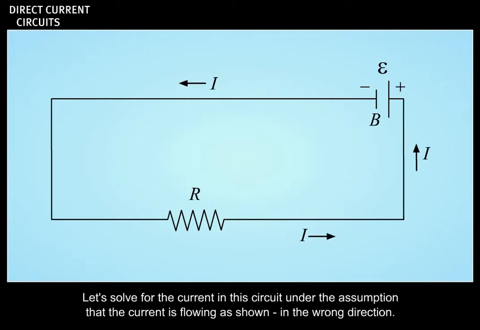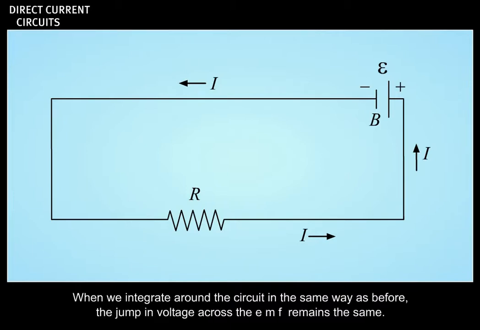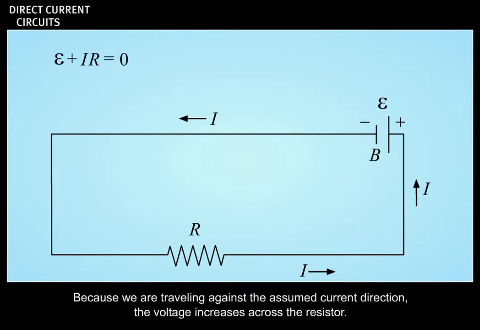Sometimes in more complex circuits, it is not so obvious. Let's solve for the current in this circuit under the assumption that the current is flowing as shown, in the wrong direction. When we integrate around the circuit in the same way as before, the jump in voltage across the EMF remains the same. Because we are traveling against the assumed current direction, the voltage increases across the resistor.